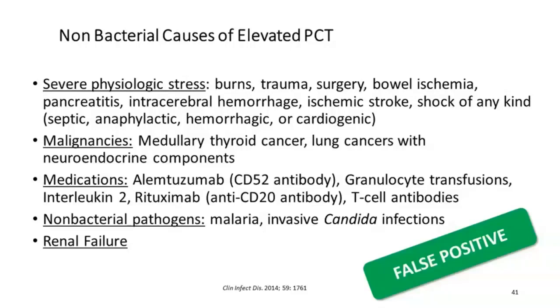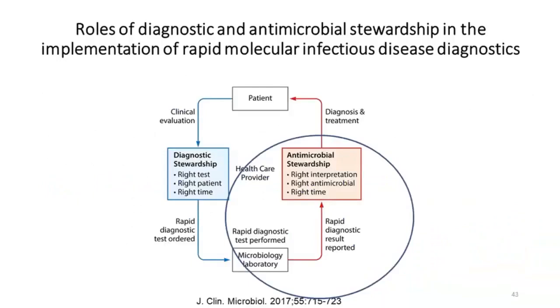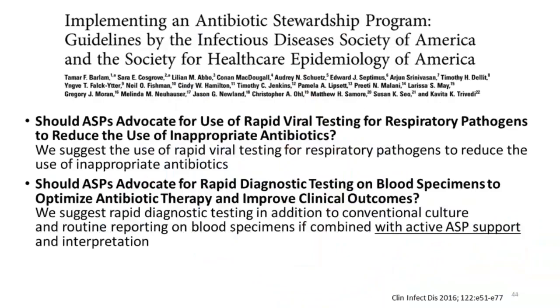And in the face of renal insufficiency, trying to look at procalcitonin is very tricky because it will go up with renal insufficiency. If you do dialysis or CVVHD, you will get some partial clearance of procalcitonin. But procalcitonin in the face of renal insufficiency is a very difficult thing to measure and follow. Well, then let's look at rapid diagnostic tests. So this is the right side of this equation. How do we do the right interpretation, the right time, and link it to stewardship?